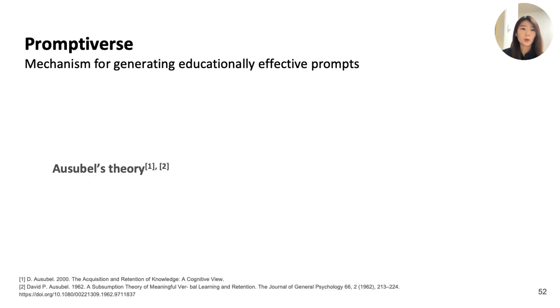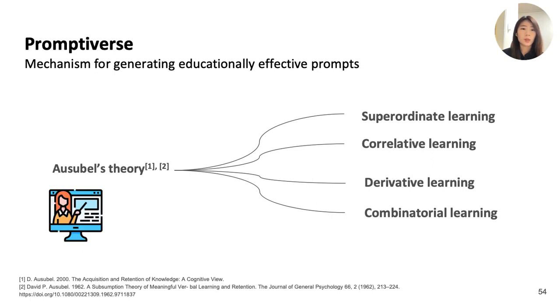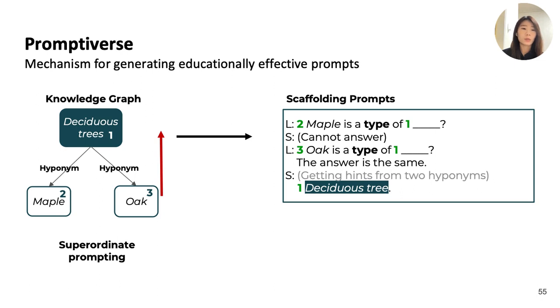Finally, we devised 4 types of multi-turn scaffolding prompting mechanisms inspired by Ausubel's theory about superordinate, correlative, derivative, and combinatorial learning. Ausubel's theory proposes that meaningful learning is achieved when the instructional design considers the hierarchical relationships between prior knowledge and new knowledge. This is an example of superordinate prompting. This type of learning happens when learners first learn subordinate knowledge elements and then relate that to one superordinate entity.